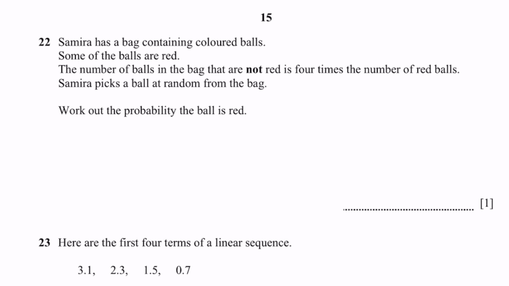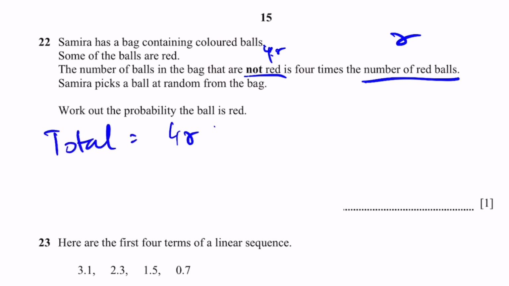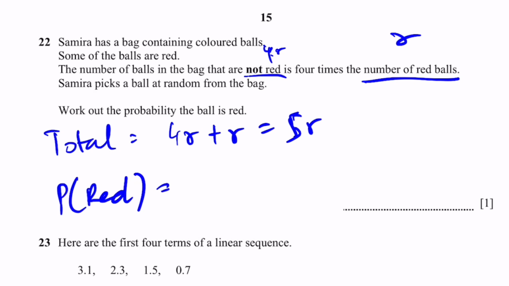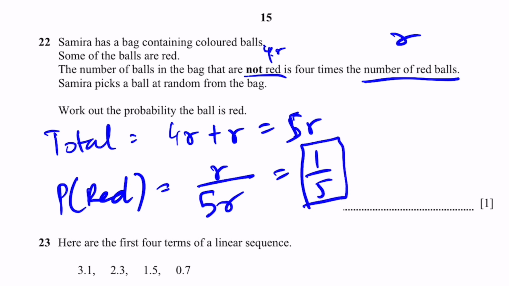So let's say the number of balls which are red is R. So that means the number which are not red is 4R. And red plus not red will be the number of balls in the bag. So the total number of balls is equal to 4R plus R, which is 5R. Now the probability of getting a red ball will be R, number of red balls, over the total, which is 5R, which is 1 over 5 when cancelling the R's. That will be the answer.